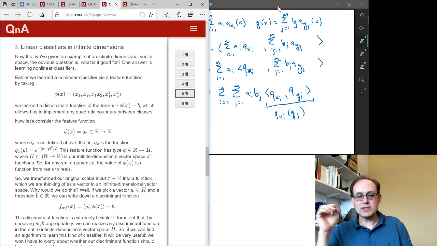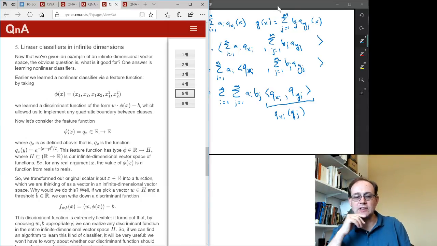What is this vector space good for? Learning nonlinear classifiers, the way I hinted at the end of the last set of lecture notes. So previously, we learned a nonlinear classifier using a feature function, right? So here was the specific function that we used. We computed a nonlinear function of x, phi of x, and we learned a discriminant function that was linear in phi of x, w dot phi of x minus b, right? And here w was a vector in R5 to match up with the dimension of phi of x.